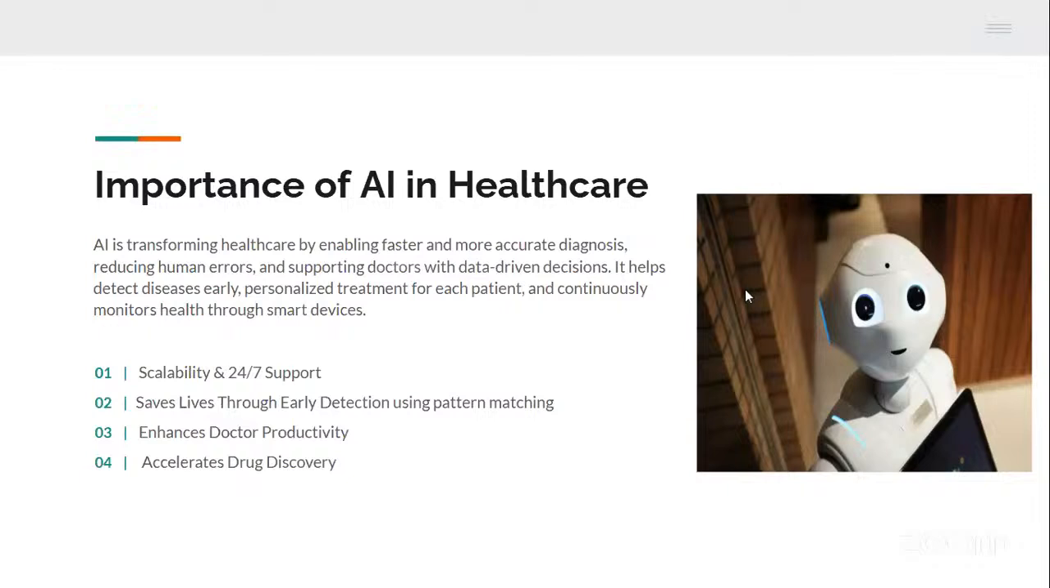So, the importance of AI in healthcare. Here we'll look at how AI is important. First, scalability and 24-hour support. A machine never gets tired, so it's available 24/7.